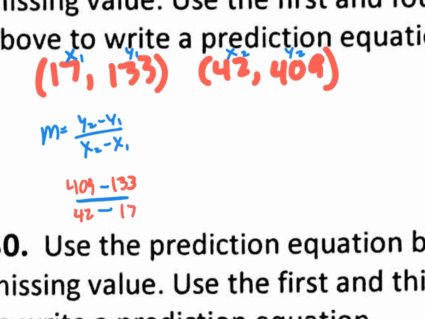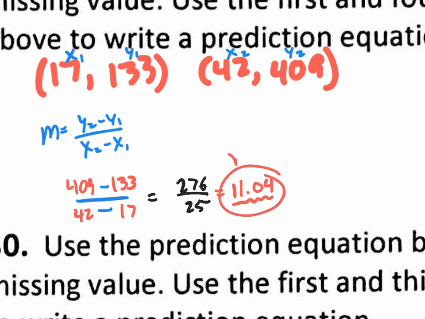Could somebody tell me with the calculator what 409 minus 133 is? Thank you. 276. And on the bottom, 42 take away 17? 25. Sorry, I said 225. 25. All right. So that is our slope. Could somebody actually divide 276 by 25 for me on a calculator? It's going to be a nasty decimal. 11.04? And it doesn't repeat or anything? No. Okay, so 11.04. So we're actually going to leave it as a decimal value. Okay, so this is our slope right here. This is our m value.